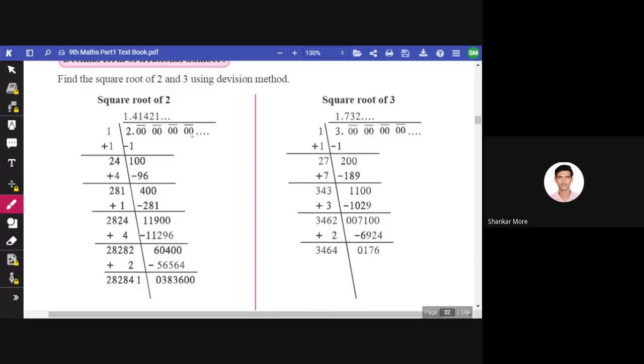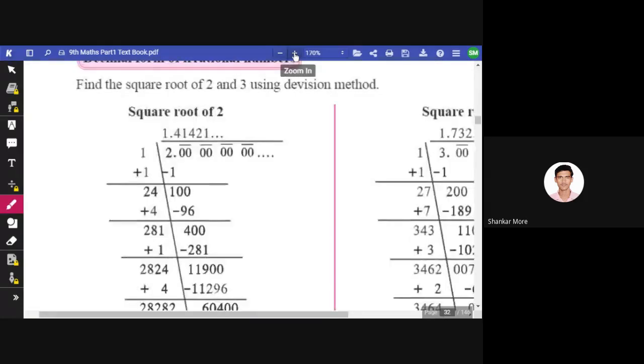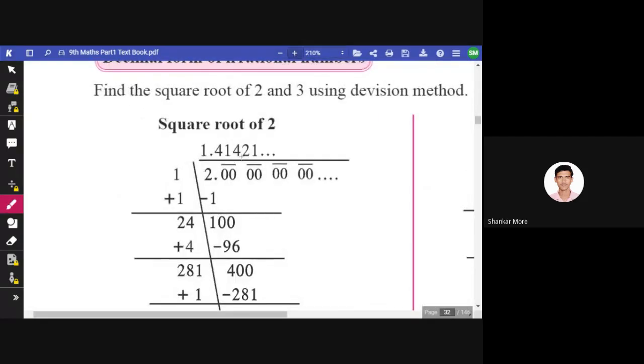I will try to elaborate this here. If you are unable to understand, then I will take a whiteboard and explain over there. Everyone please focus. This is quite a complicated method. Now we have to find out the square root of what? Tell me.